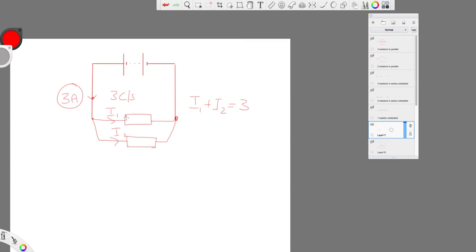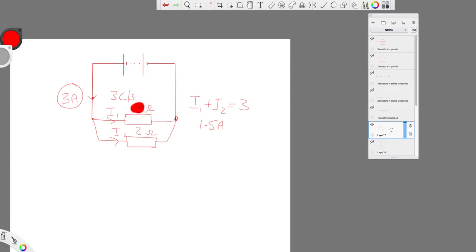Now, of course, how much of the current goes this way depends on how difficult this path is compared to that one. If this is really easy, then more of the current will go this way. If it's really hard, then more of the current will go the other way. So let's say we had 2 ohms and 2 ohms. Well, they're equally difficult or equally easy, so I1 and I2 are going to be exactly the same: 1.5 amps.